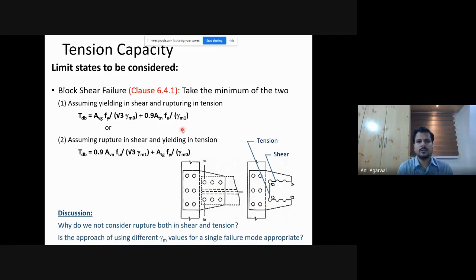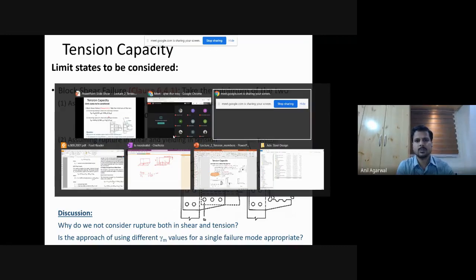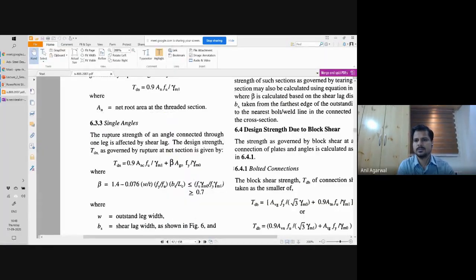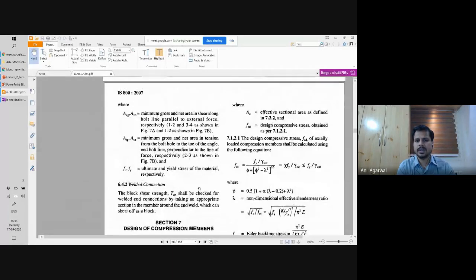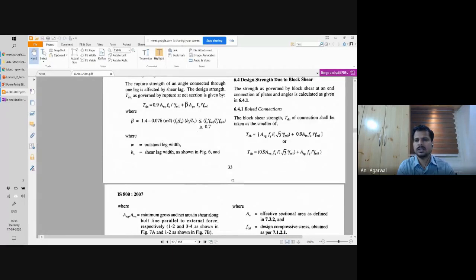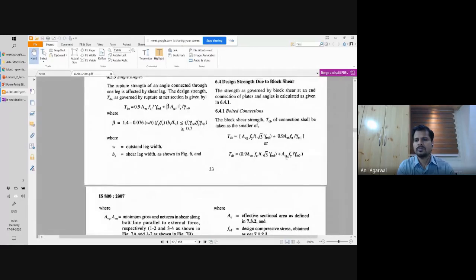Then comes the question of block shear, right? So block shear is discussed in section 6.4 in IS 800, for bolted connections and for welded connections also. And a similar method is used for welded connections also. I will give an example for bolted connections, however.